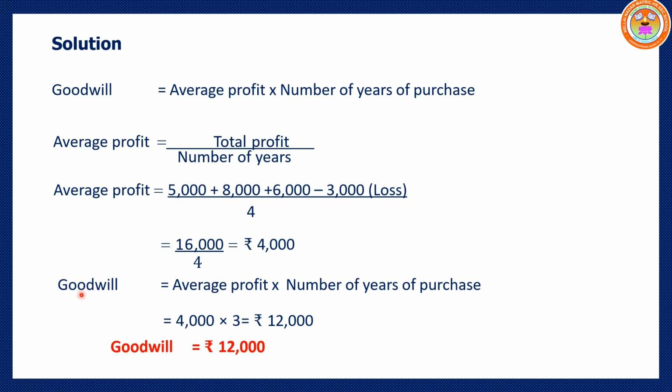Now calculate goodwill: average profit into number of years of purchase. Average profit 4,000 into 3. The 3 is the number of years of purchase, and it is available in the question itself, 3 years of purchase. So 4,000 into 3, 12,000. So the final answer: goodwill equals rupees 12,000.